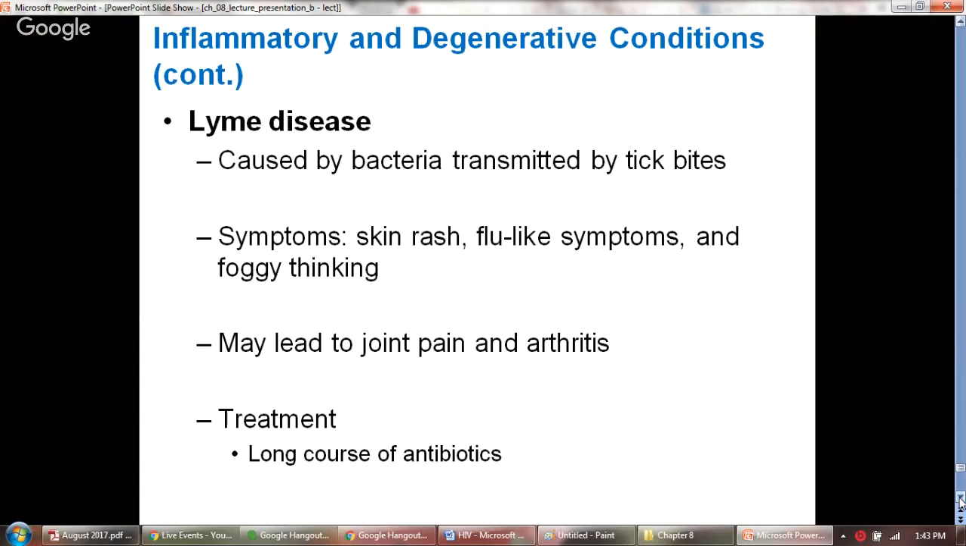Also, Lyme disease is a bacterial disease which affects your joints. Lyme disease is transmitted by tick bites. The symptoms include skin rash, flu-like symptoms, and it could ultimately lead to joint pain and arthritis. And of course, you have to treat Lyme disease with a long course of antibiotics.